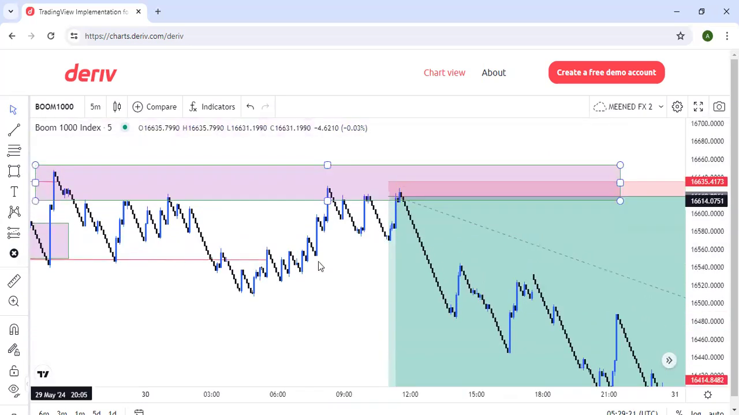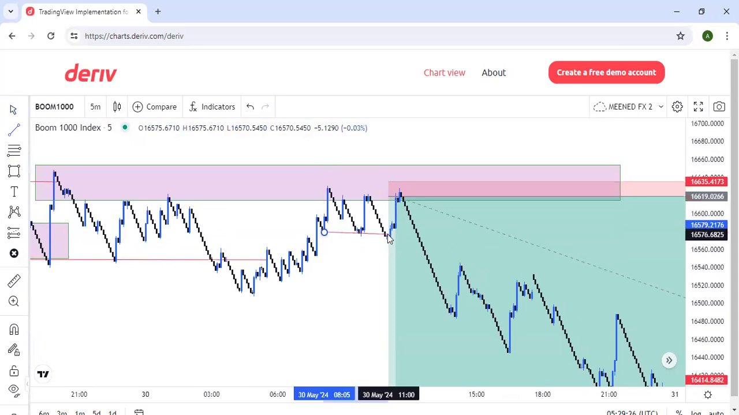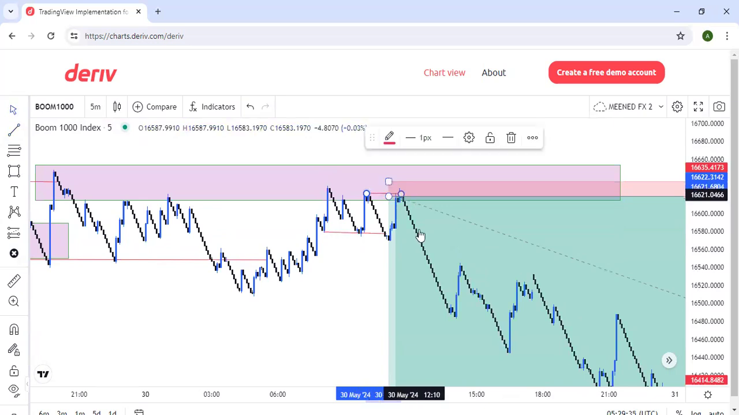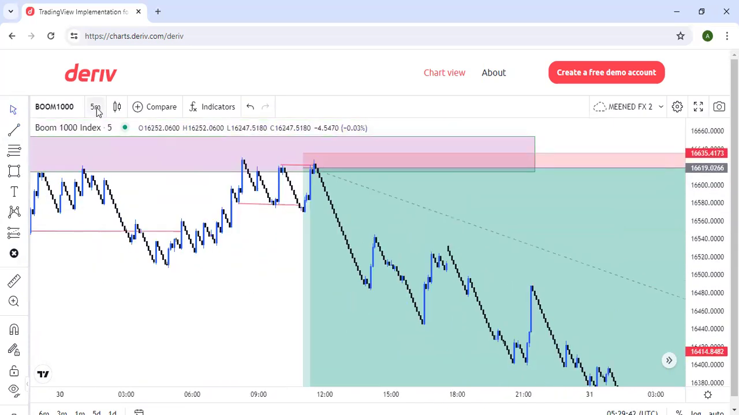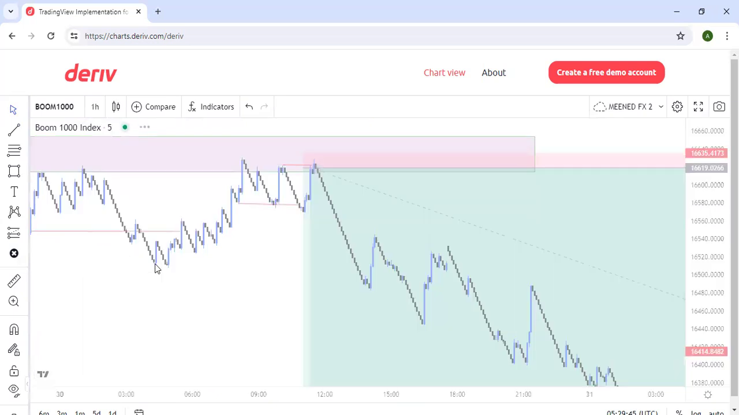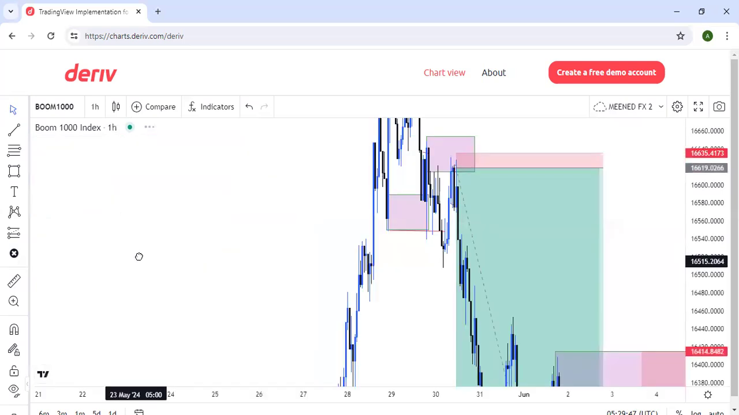So this low was taken. Price came back for IDM. So that was all. I took my sell from here down, so straight down. That's how I took the trade. On my flip zone, I also need lower time frame confirmation to be able to take my trade. So that's how I took that trade.